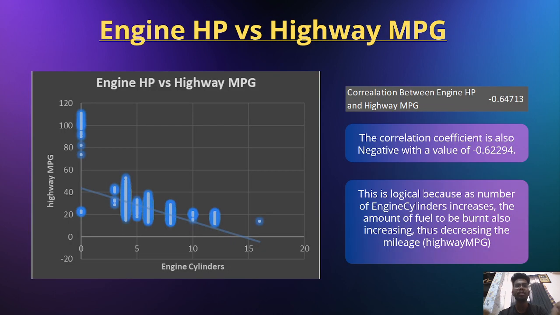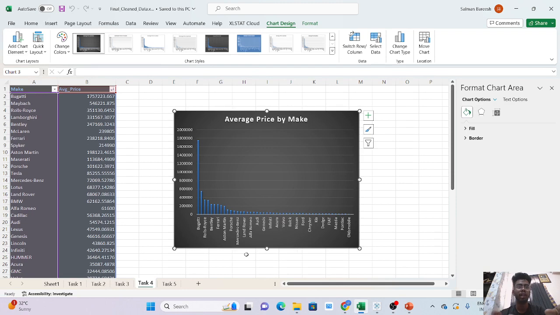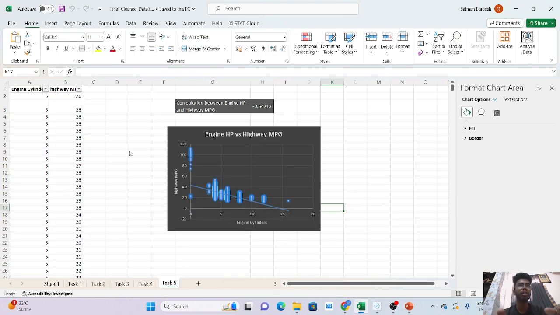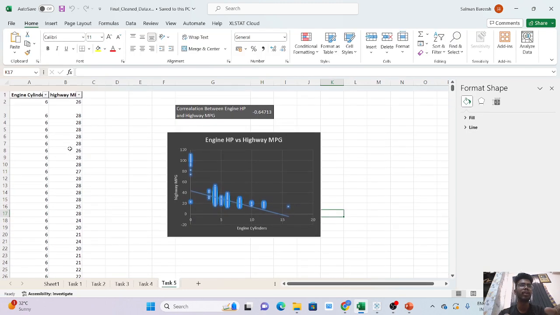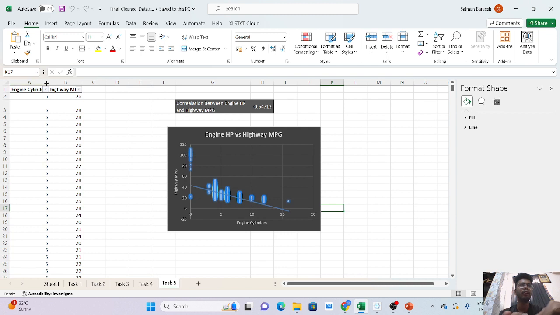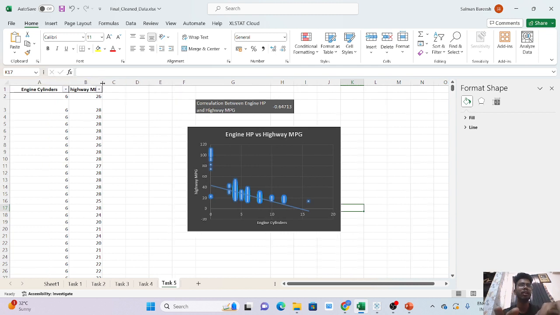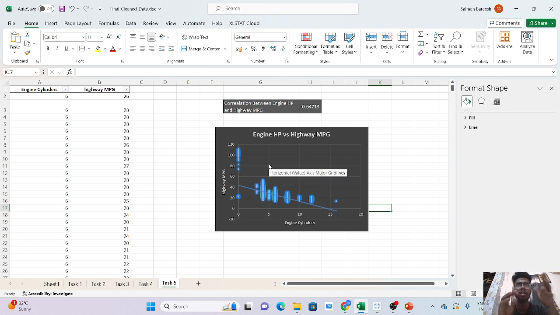And then engine cylinders versus highway MPG. This is task 5, the final task. We have taken the engine cylinders and highway MPG, and we made a scatter plot.